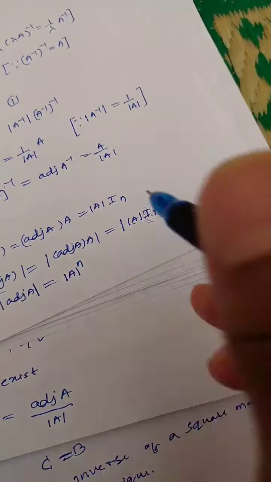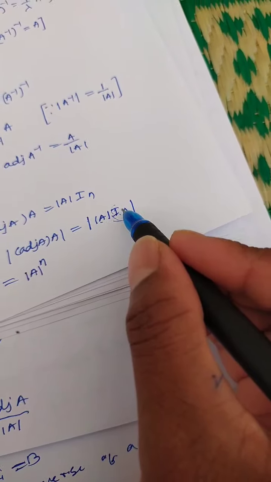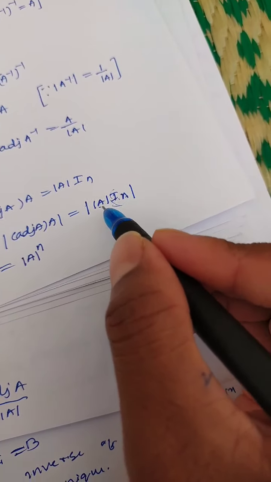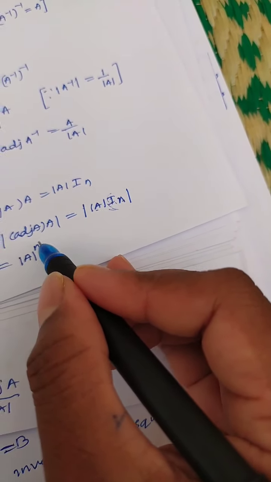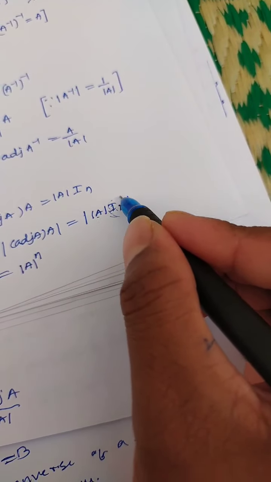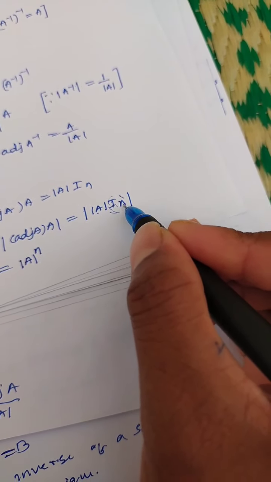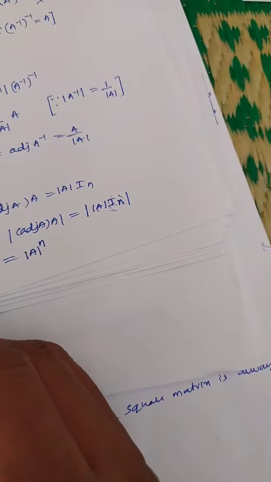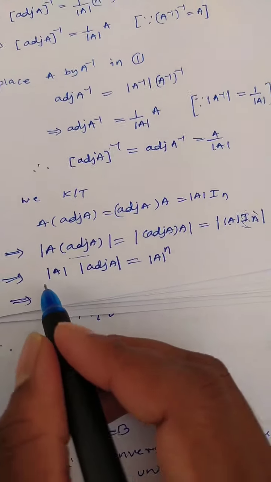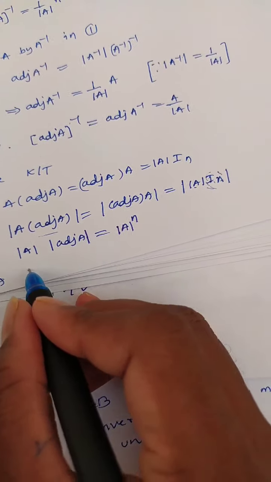If any scalar is multiplied with the identity matrix, and if you find the determinant, you will get that scalar to the power of the order of the identity matrix. So the order of the identity matrix is n. So I am writing det A whole power n. Now sending det A to the left hand side, this det A.